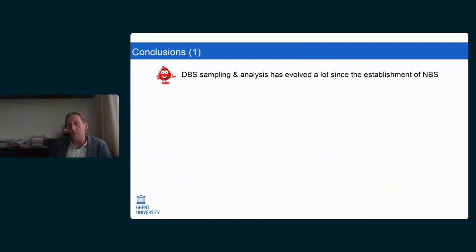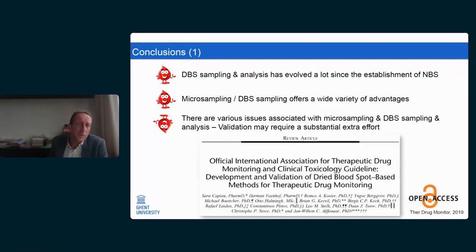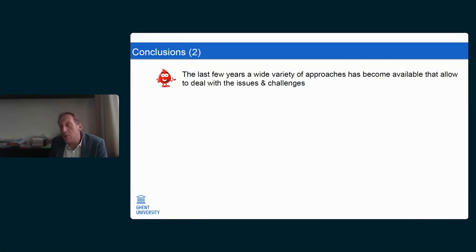So to conclude, dry blood spots, or just microsampling in general, and analysis has evolved a lot since the establishment of newborn screening. Microsampling or dry blood spot sampling offers a wide variety of advantages. There are several issues associated with microsampling and DBS sampling, and analysis and validation may require actually substantial extra efforts. But again, there are some guidance documents that should help in that matter.